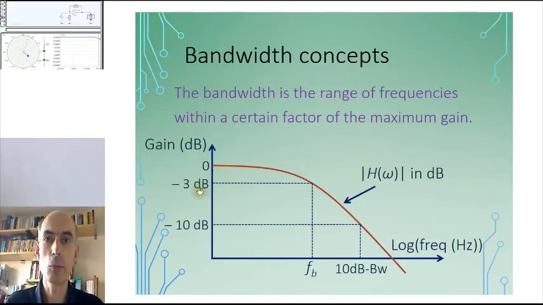The 3 dB bandwidth is the range of frequencies for which the amplifier has a gain within 3 dB of its maximum. In this graph here, the maximum is 0 dB, so the 3 dB bandwidth is the range of frequencies for which the gain is within 0 to minus 3 dBs. But equally well, there are 6 dB bandwidths, 10 dB bandwidths, 1 dB bandwidths, or anything you like. And while the 3 dB bandwidth is the most common, we'll be looking at a few others later on.